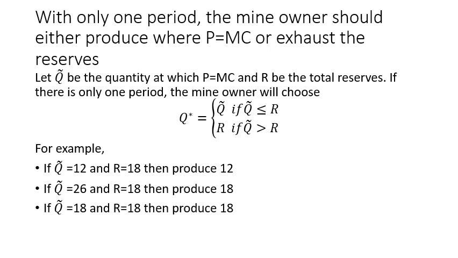So for example, if Q tilde is equal to 12, that's the point where marginal cost equals price, and R is 18, then they're going to produce 12. If Q tilde is equal to 26 and R is 18, then they're going to produce 18. If Q tilde is equal to 18 and R is equal to 18, then they would produce 18.